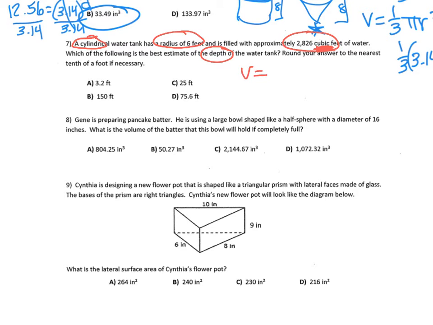So volume of a cylinder. It says cylindrical water tank. Okay, so volume of a cylinder, pi r squared, area of the base, times height. So we've got to plug in what we know. If it says it's filled with 2,826 cubic feet of water, that is our volume.